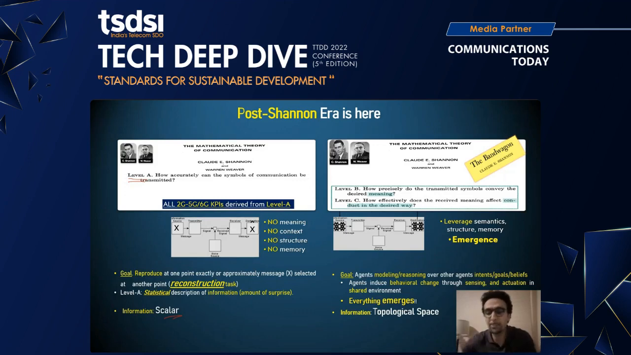And here everything is emergent, as opposed to level A type of tasks. And information here, as opposed to being a scalar, is a topological space. Also, we can look at it from the realm of Shannonian, which is essentially related to statistics. So these are statistical measures of communication, and communication is just a reconstruction task. Contrast that with semantic communication, which also has statistics, but also more importantly, structure. So structure is essentially what is currently missing in semantic communication, but also in system 2 machine learning.